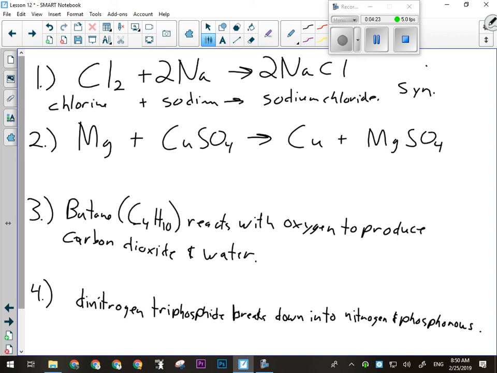All right, so for question number 2, I've got magnesium, which is the metal, reacting with copper 2 sulfate, which is an ionic compound, and it contains a polyatomic ion. That's going to form copper and magnesium sulfate. So written out, that's going to look like this: magnesium plus copper, Roman numeral 2, sulfate. How did I figure out it was a Roman numeral 2?